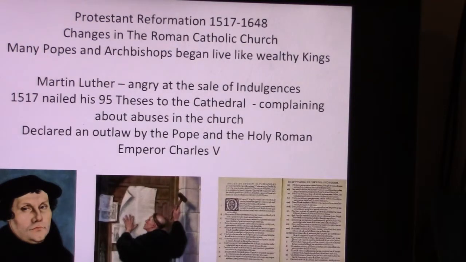Now, in the Middle Ages, the Catholic Church, we know, had tremendous power. And then during the days of the Black Plague, it really began to have trouble. There was corruption in the post-Renaissance or Middle Age world and during the Black Plague. And so, as many popes and bishops were living like wealthy kings, people began to get angry.